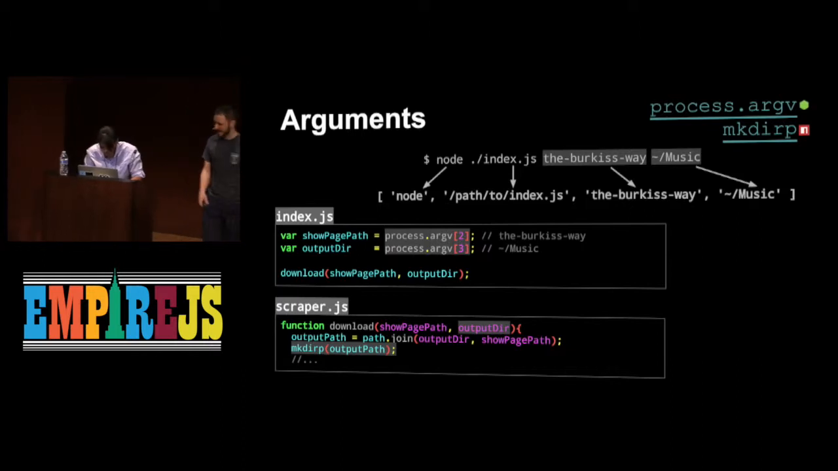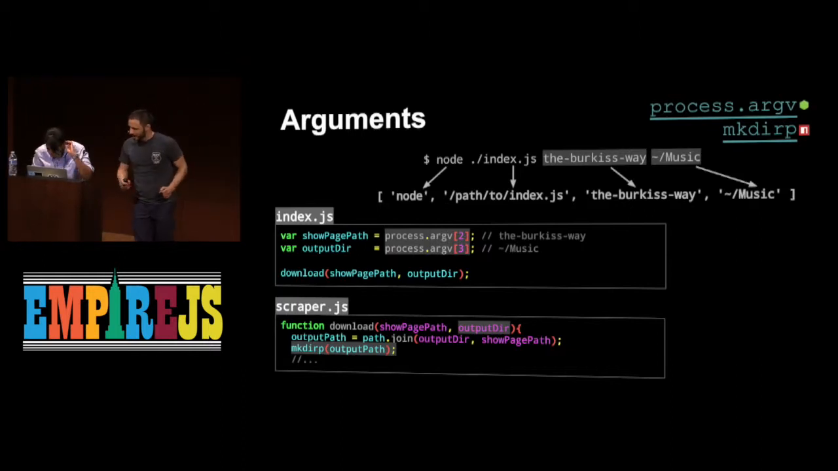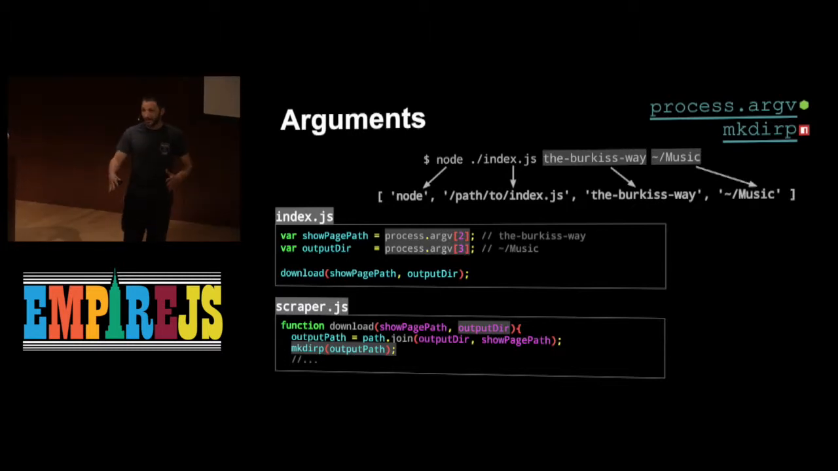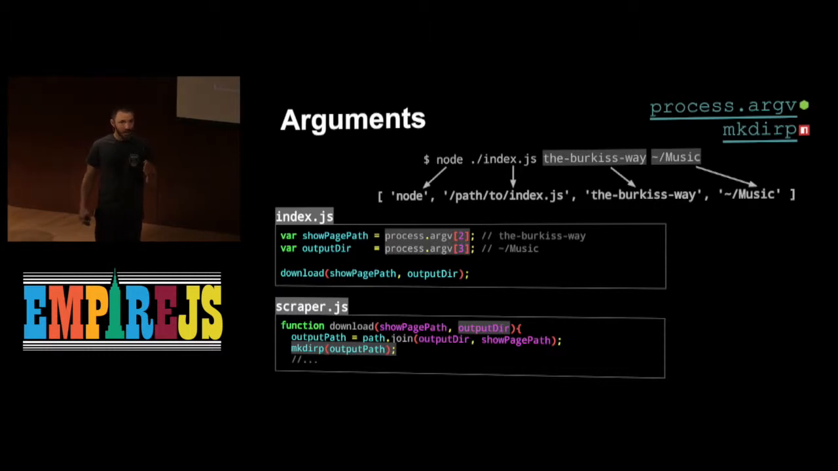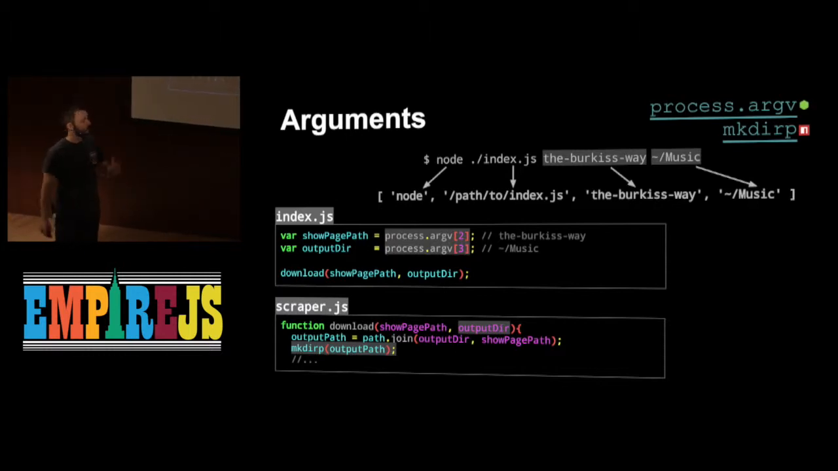So let me do a thought experiment. So we don't like writing Node every time. When I call npm or uglify or bower or whatever, I don't have to call node bower, tell it what to interpret it. How do we make it so we can just call index.js without Node?